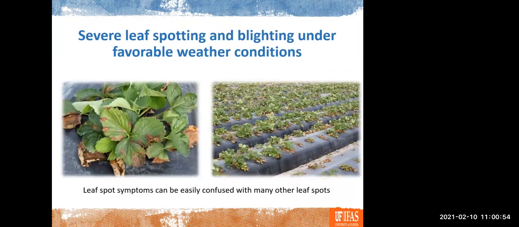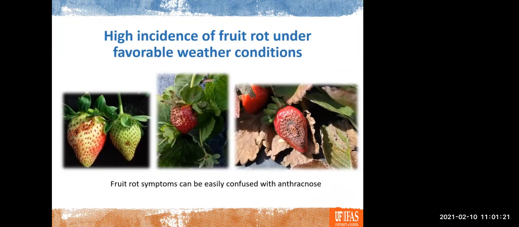By now, I believe most growers are familiar with the symptoms of the disease, which start with small leaf spots on the leaves. Those spots can quickly expand to blight a significant portion of the leaves under favorable weather conditions. The leaf spots can be easily confused with many other leaf spots out there, so if in doubt, just bring us a sample to the diagnostic clinic for proper identification. The fungus can also cause a fruit rot. In this case, the symptoms are very similar to those caused by anthracnose or Colletotrichum acutatum. So again, if not sure, just bring us a sample to the clinic.